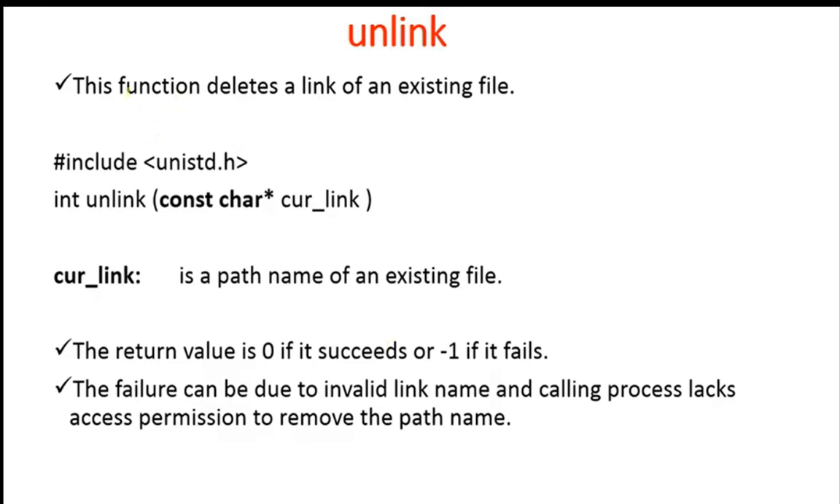Then the next is unlink. This function is going to delete a link of the existing file. Whatever link you have created, that link will be deleted by using unlink. Current link is the path name of the existing file. It returns 0 if it succeeds, else it returns -1. The failure can be due to an invalid link name, or the calling process lacks access permission to remove the path name.